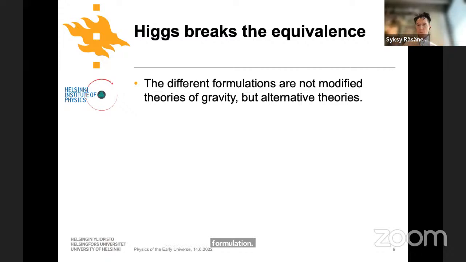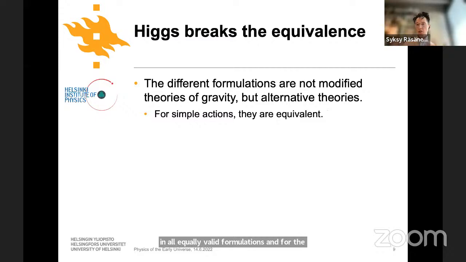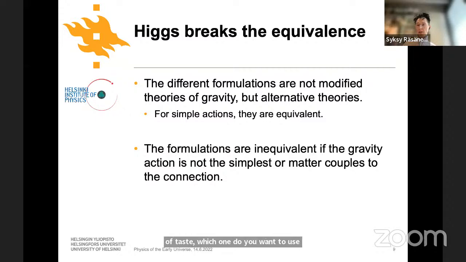And it's important to note that they are all equally valid formulations. And for the simplest action, like the Einstein-Hilbert action, they are also physically equivalent as far as observations go. So they're conceptually very different, but the predictions are the same. And it's then a matter of taste, which one do you want to use? However, if the gravity action is not the simplest, for example, you have an R squared term, or matter couples to the connection, in this case, the formulations are really physically distinct theories.